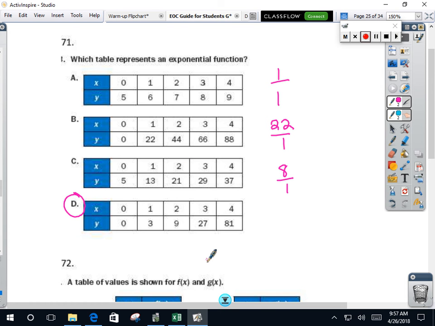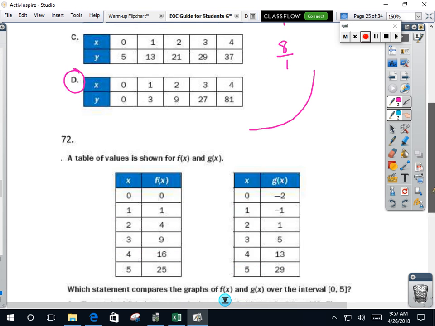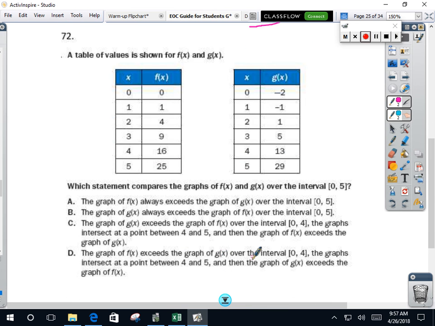But what's going on in D? Right, they're multiplying by 3, so it's a geometric sequence, and it would make a curve, an exponential curve. All right, number 72. A table of values is shown for f of x and g of x. Which statement compares the graphs of f of x and g of x over the interval 0 to 5?